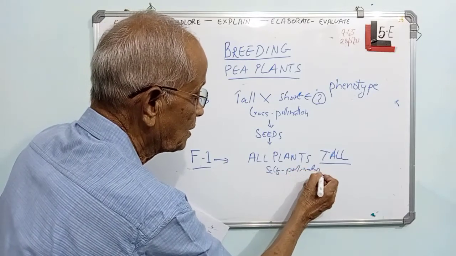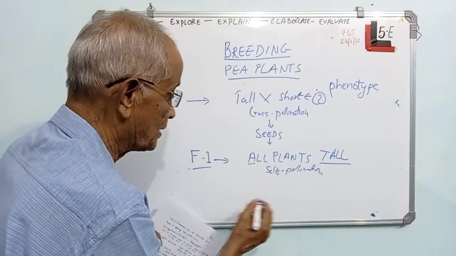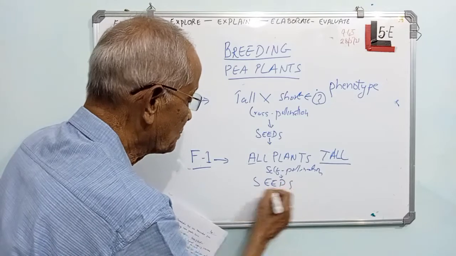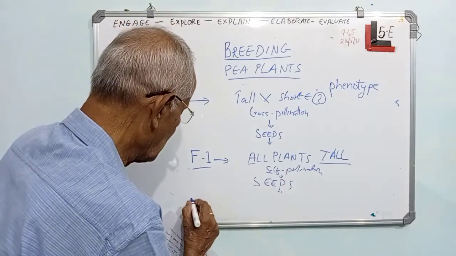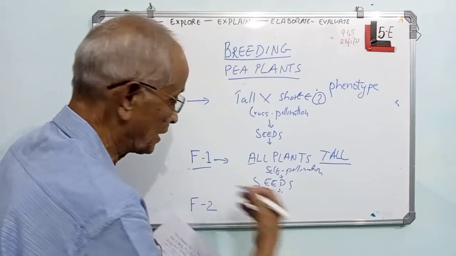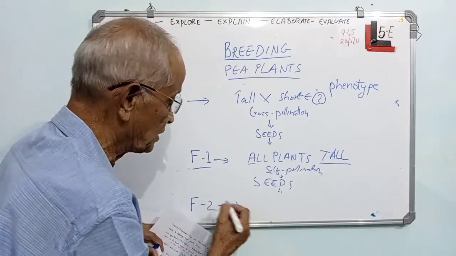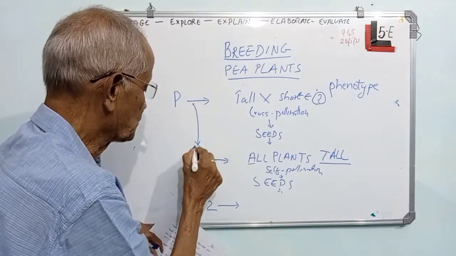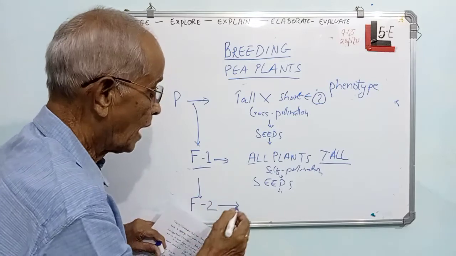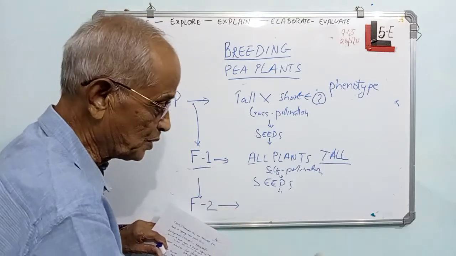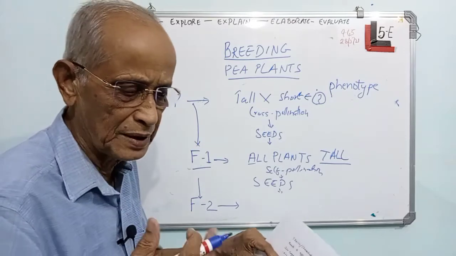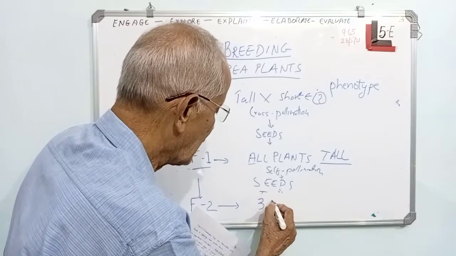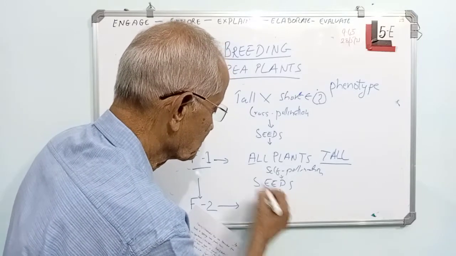That means he used the same plants to self-pollinate, and he collected the seeds again. Seeds were collected, he planted them, and then he got the F2 generation, the second generation progeny. This is the parent; from the parent we got the first one, then the second one. In the F2, he analyzed mathematically and got a great number of plants: 3 tall plants and 1 short plant.